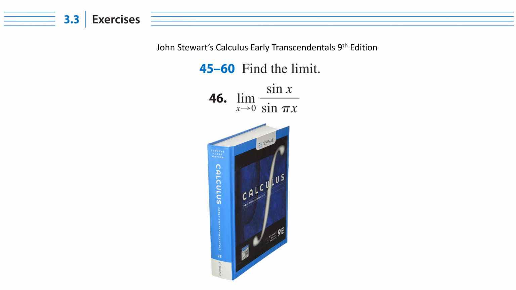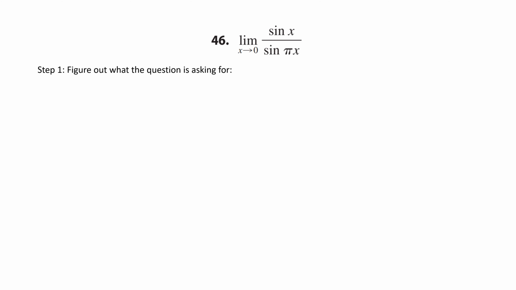Alright, so we're going to tackle this nasty problem that is number 46 of section 3.3. We're asked to find the limit of something with sine on the top and bottom. So, how do we do that? Well, the first step is to apply the limit as x equals 0. If you try direct substitution, nope, no luck.